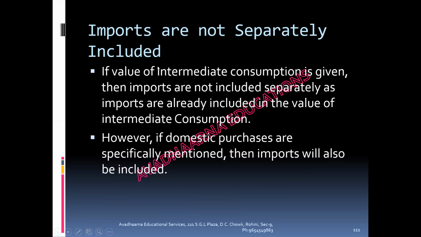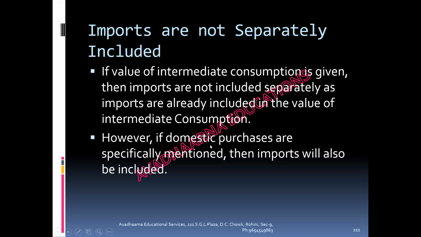Imports are not separately included. If the value of intermediate consumption is given, then imports are not included separately, as imports are already included in the value of intermediate consumption. Import, obviously we must be importing the goods for serving as a raw material. Means जो goods हम import कर रहे हैं, they are going to serve as a raw material in our production process. तो हम intermediate consumption already subtract कर देते हैं value added से. तो import of that raw material is already being considered.